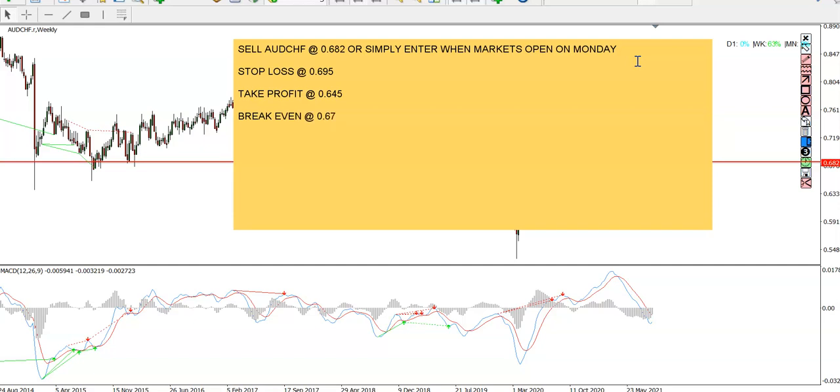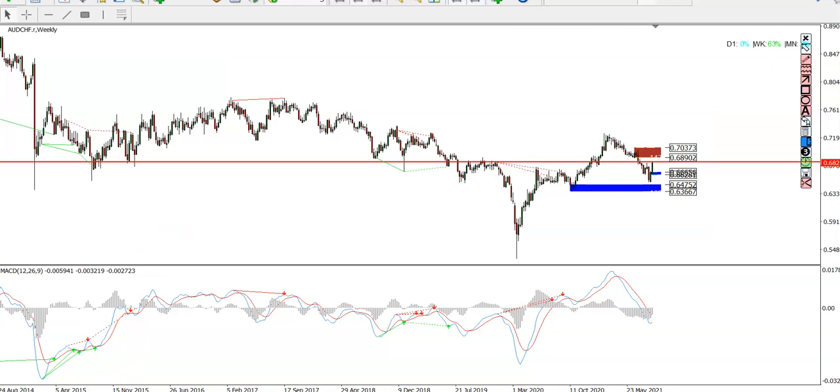The break even price is simply when the market goes to this price, close half the position and move your stop loss to the entry price. So when or if price drops down to 67,200 this week, simply close 50% of the position and move your stop loss to the entry price, which is 68.2. And then just let the rest of the position work out. So that's the free setup for this week.